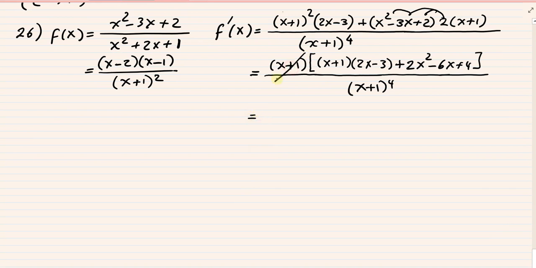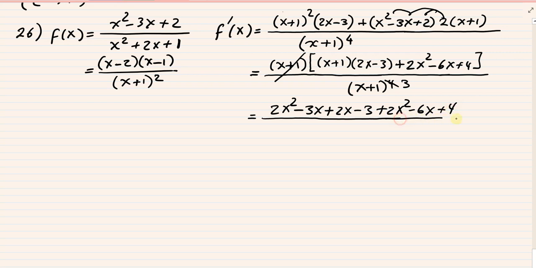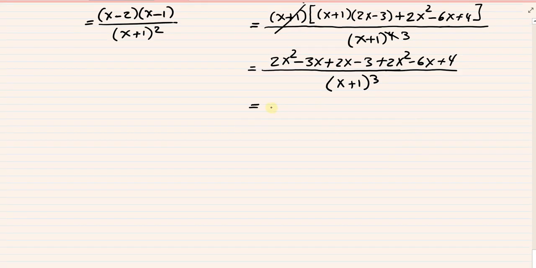Okay, we can divide out one of the x plus 1s, and in the numerator I'm going to FOIL and combine like terms. The first two binomials, it's 2x squared negative 3x plus 2x minus 3 plus 2x squared negative 6x plus 4 divided by x plus 1 cubed. So again, we're getting into expressions whose algebra is a little bit long, not difficult, but I call them tedious.